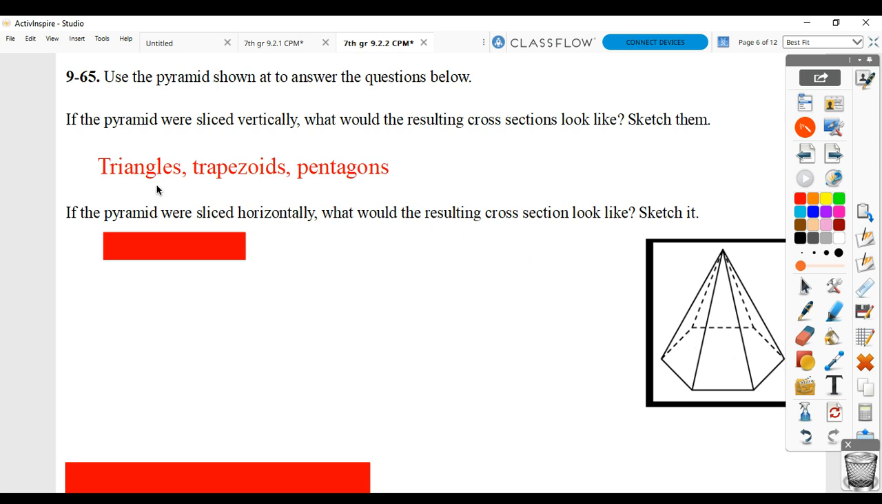You should get triangles, you should get trapezoids, you should get pentagons. And again, I would need to look at your sketches as well. And then if you were going to slice it horizontally, what would the resulting cross section look like? And that, of course, would be a hexagon. So I only should see, or only need to see, one sketch for that.